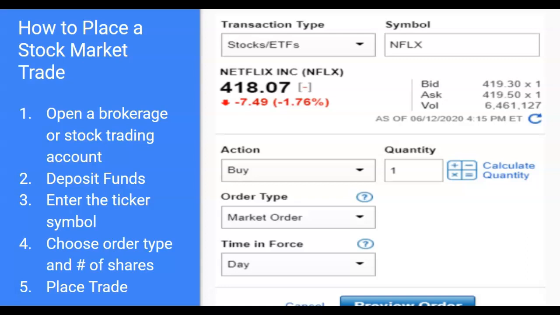But basically, you just want to open a brokerage or stock trading account. So it's as simple as going to these sites. You enter in your information, you open an account. Very simple to do. Usually it takes 5 to 10 minutes, no more time than that.